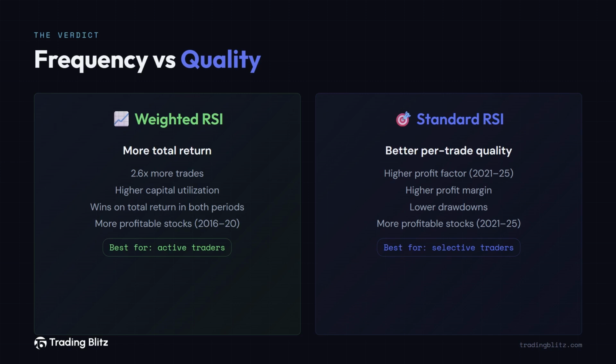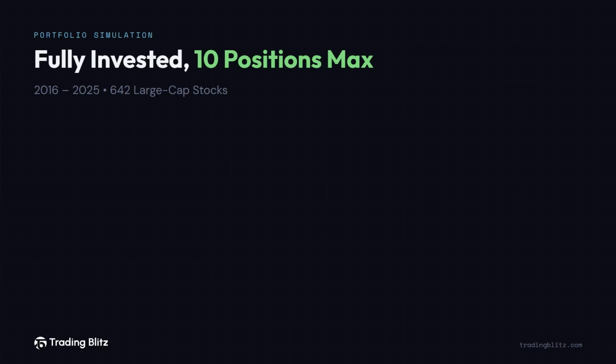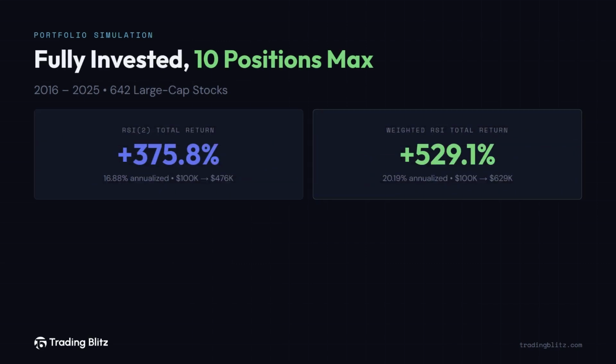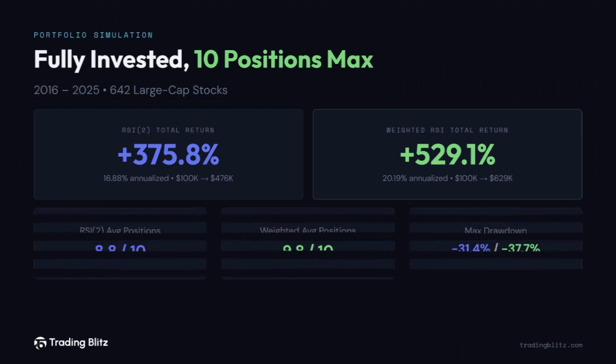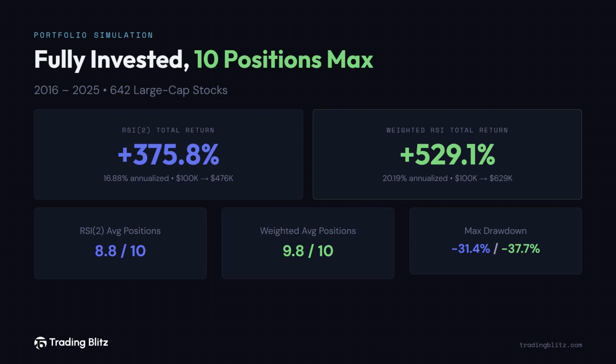Now, I performed a final analysis on the large cap stocks that looked at what would happen if we were fully invested in both strategies over the 10-year period. At any point in time, we could have up to 10 positions. Now, the standard RSI strategy produced an annualized return of 16.9% and a total return of 375.8%, while the weighted RSI strategy produced an annualized return of 20.2% and a total return of 529.1%.